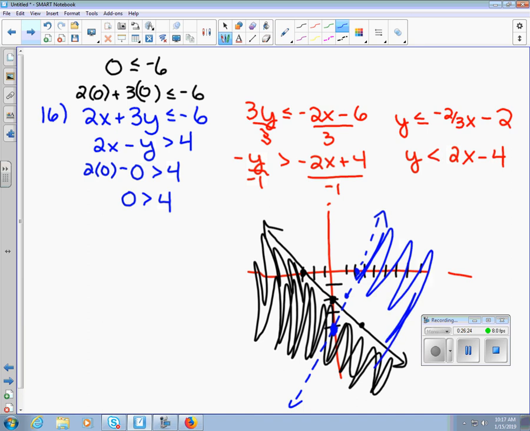So therefore, that was wrong. So now I'm going to shade the right side. And so where you see that black and blue kind of bruising color, every point in that region is an answer for that. And that's how you do that one.